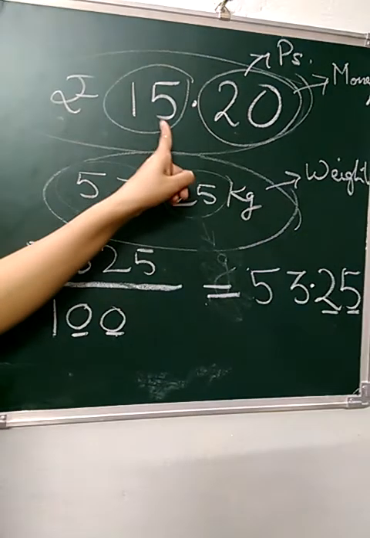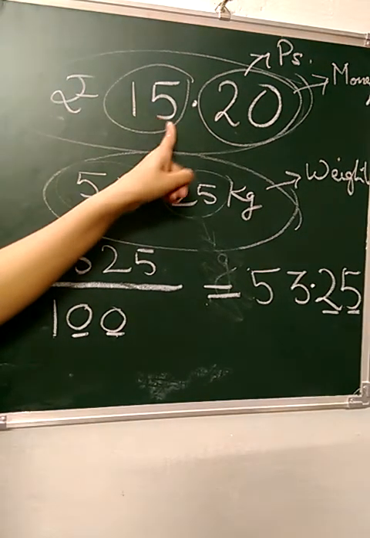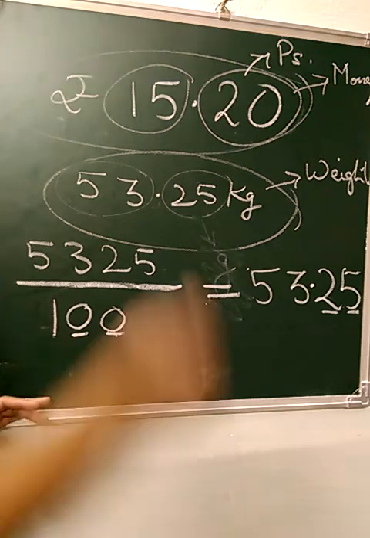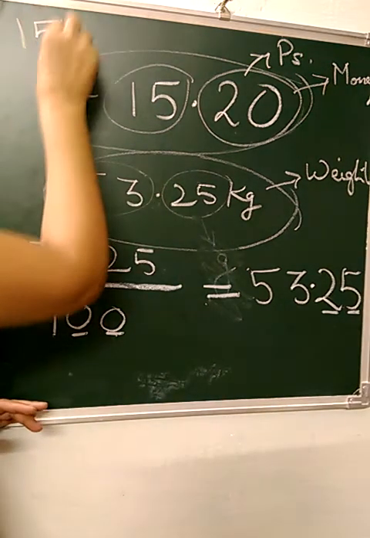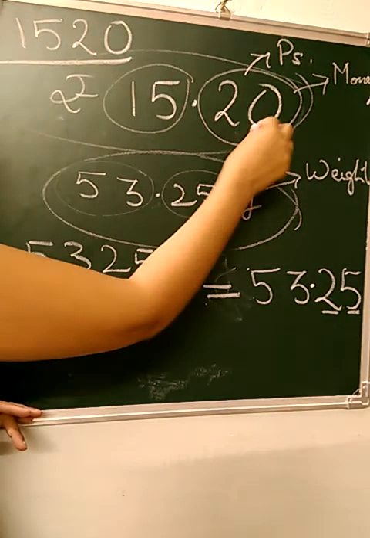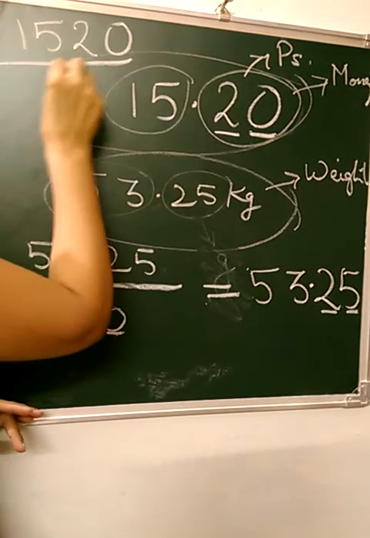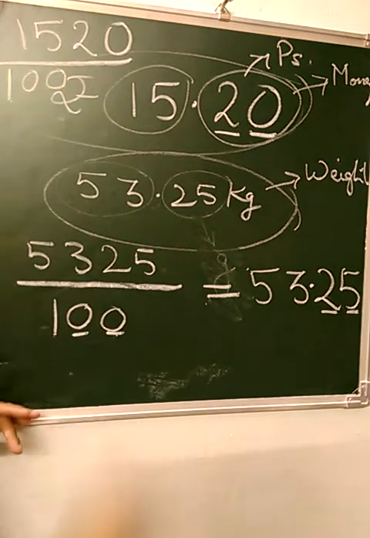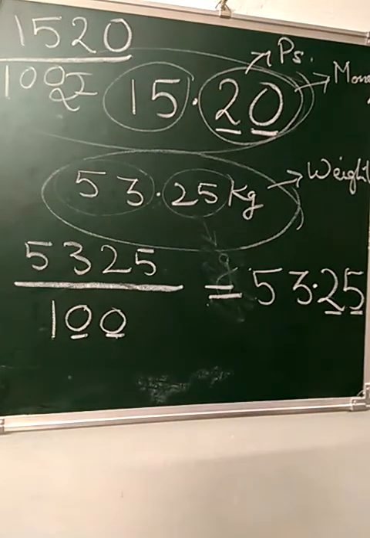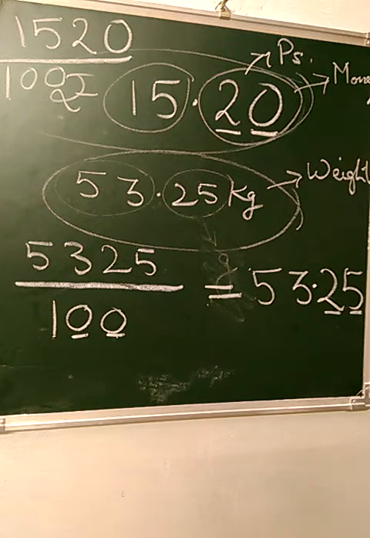Now, tell me the fraction of 15.20. It will be 1520 upon how many places? 1, 2. So 1, 2. So this is the denominator. So basically we have this much only in the decimal. Then there is division and multiplication, addition and all, which when we do it, then I'll explain you.